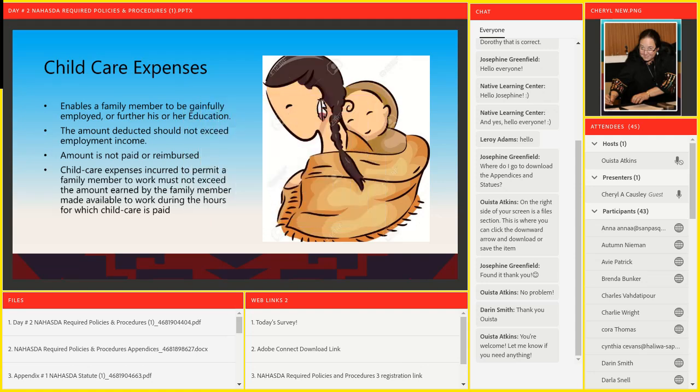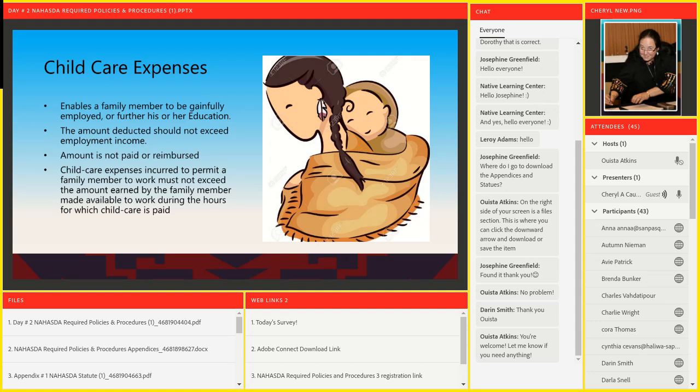So child care expenses enable a family member to be gainfully employed or further his or her education. That is how your policy should read. The amount deducted should not exceed their employment income. So if Sally makes $200 making pies, that's the most she should be able to deduct for that child expense, okay? That amount is not paid or reimbursed. That's less money on their adjusted income.